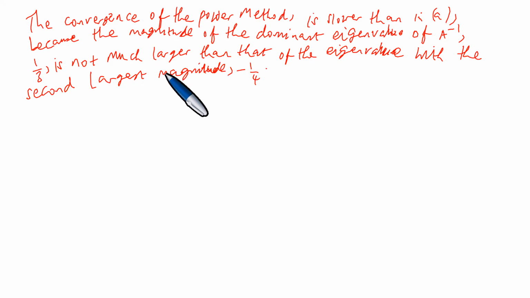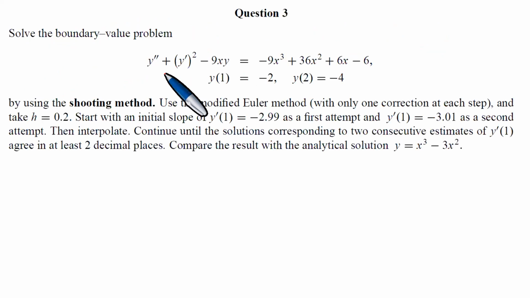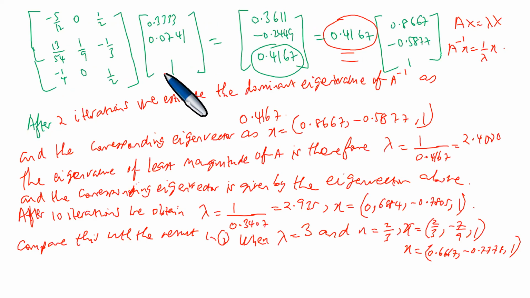Okay, so in other words, we might take a break now. Obviously we can see that for lambda equals 3, which is the smallest one, the estimated eigenvalue is 2.935, and the associated eigenvector is that one.